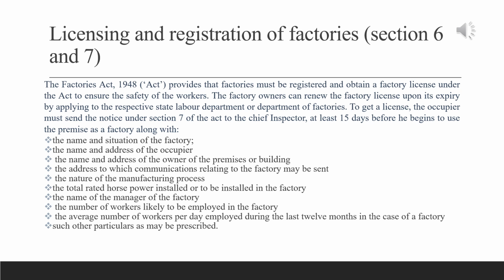things mentioned on the screen, that is the name and the situation of the factory, the name and address of the occupier, the name and address of the owner of the premises or building, the address to which communications relating to the factory may be sent, the nature of the manufacturing processes to be done in the factory, the total rated horsepower installed or to be installed in the factory, the name of the manager of the factory, the number of the workers likely to be employed in the factory, the average number of workers per day employed during the last 12 months in case of a factory, and any other particulars as may be prescribed.